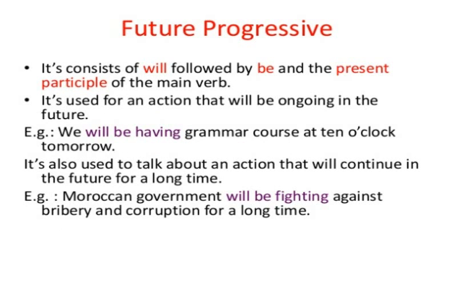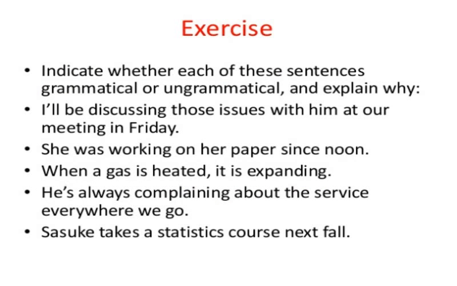Future progressive. It consists of "will" followed by "be" and the present participle of the main verb. It's used for actions that will be ongoing in the future. We will be having a grammar course at 10 o'clock tomorrow. It's also used to talk about an action that will continue in the future for a long time. The Moroccan government will be fighting against bribery and corruption for a long time.